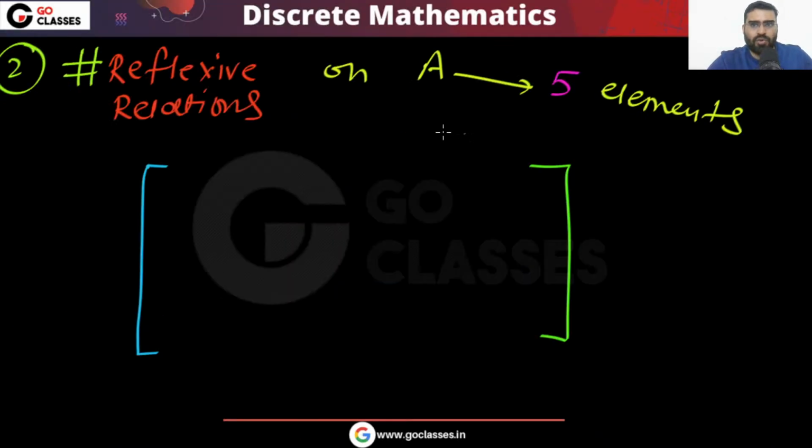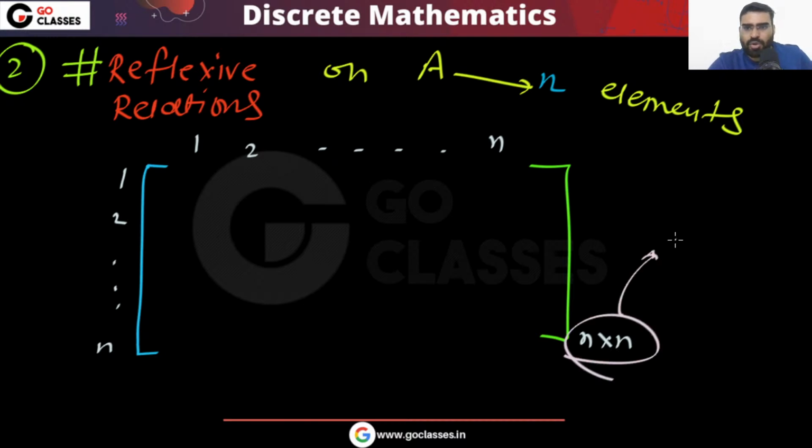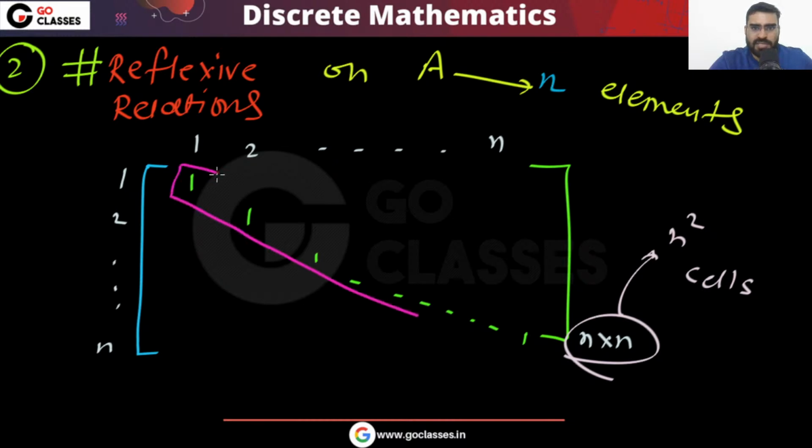Now similarly, you can do this for n elements. If you have n elements and you want reflexive relations, the same method will work. Elements 1, 2 and so on to n, and again 1, 2 and so on to n. So this is an n by n matrix. In this n by n matrix, there will be a total of n square cells for the reflexive relation. The main diagonal must be 1. This main diagonal has no choice. There is no other choice.